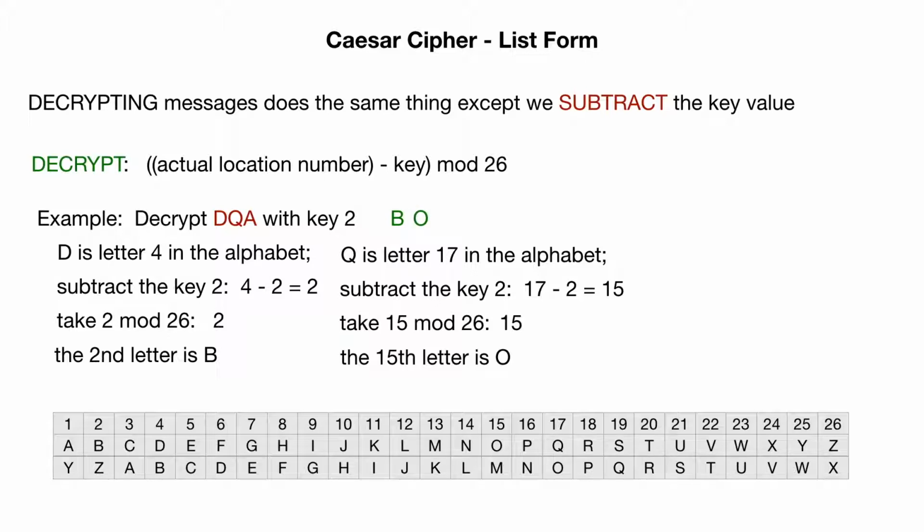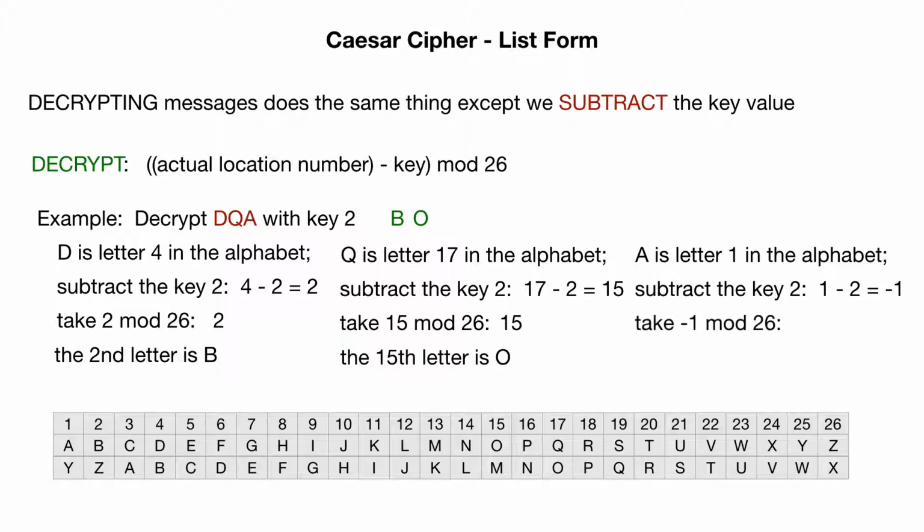Now here's where it's going to get really tricky. Okay, so A is letter 1 in the alphabet. So if I subtract the key, I get 1 minus 2, which is negative 1. Now here's the problem. When my modulo numbers start getting negative, it's harder to see what's going on. Much harder to see what's going on. And so if I want to think about going backwards, I think it's very difficult to explain this without kind of drawing all kinds of pictures. I'm going to ask you to come talk to me if you want a more full explanation of this.